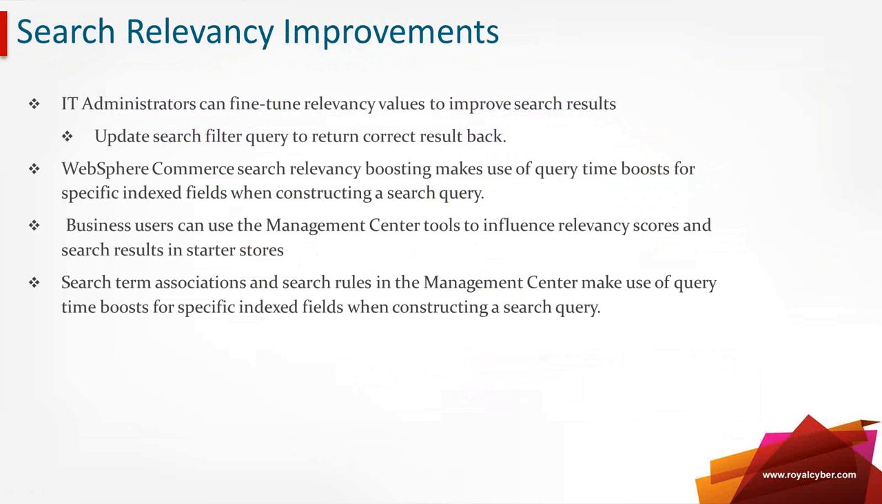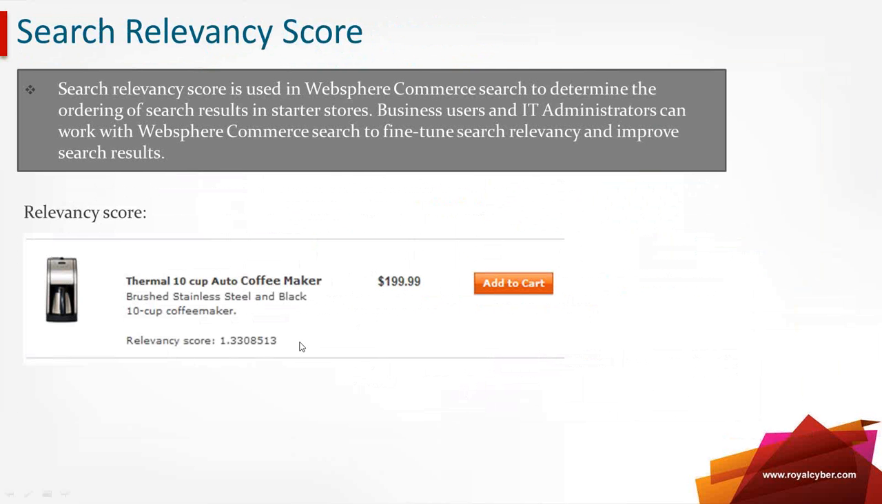In order to improve the search relevancy, Solr provides several strategies. IT administrators can fine-tune the search relevancy values, as well as update the staging tables and related tables to update the boosting for the fields. The Management Center also provides tools to boost records for specific phrases. And the Management Center also has a search preview feature where you can see the relevancy score, and if the relevancy score is higher for a product, it will show at the top of the search result sequence.